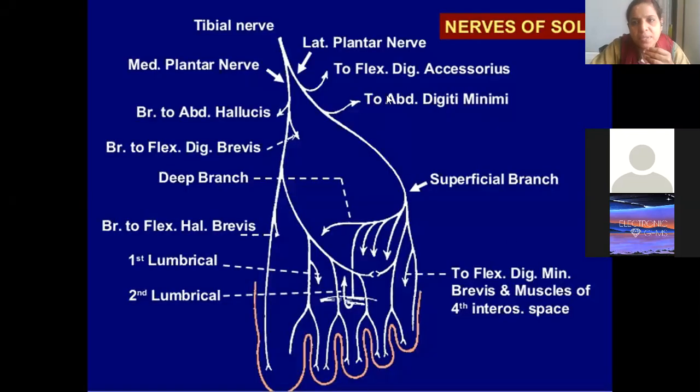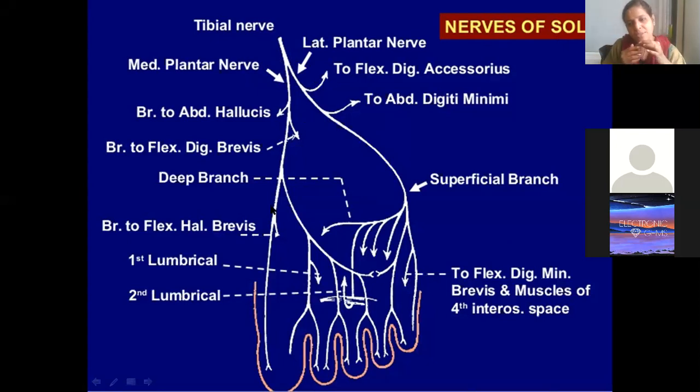Now see here, nerves of the sole. As Hima was telling us, the posterior compartment nerve is the tibial nerve. The tibial nerve passes through the flexor retinaculum and enters into the sole, and then it divides into two: the medial plantar nerve and the lateral plantar nerve. Okay. So the medial plantar nerve.